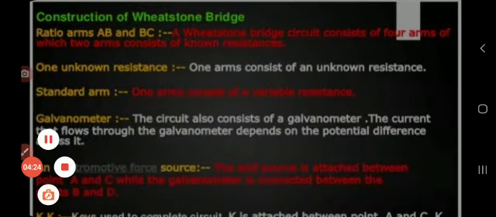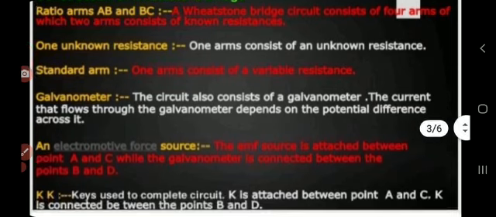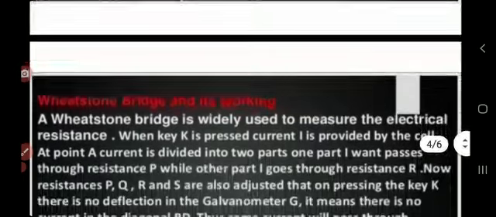First one, ratio arms. These two arms are of known resistance. Unknown resistance: one arm consists of unknown resistance. Standard arm: one arm consists of a variable resistance and a galvanometer. These are the various parts of the Wheatstone bridge.